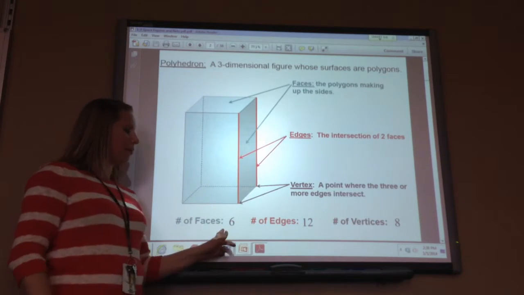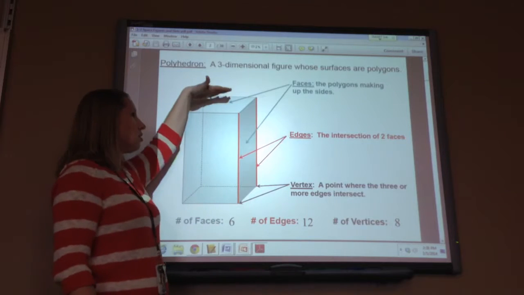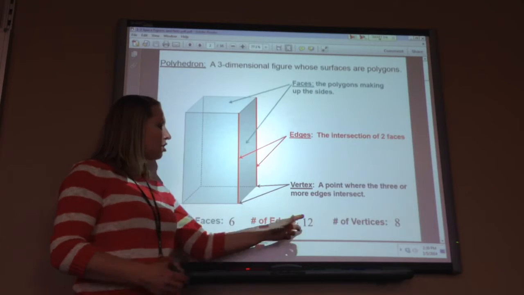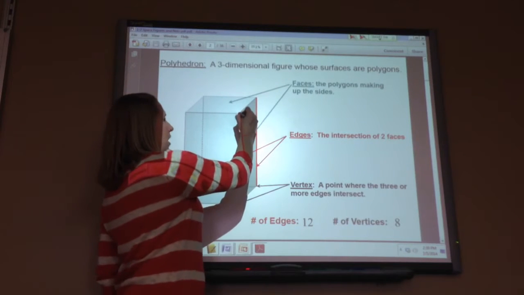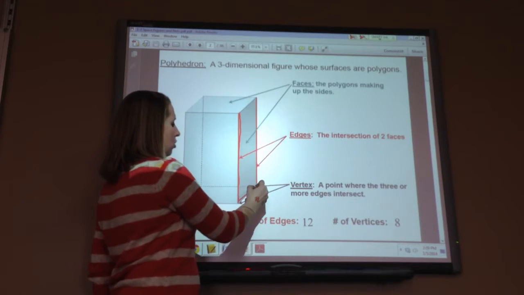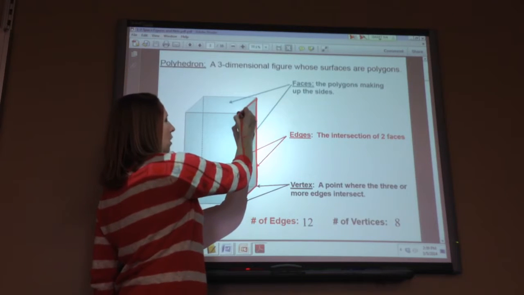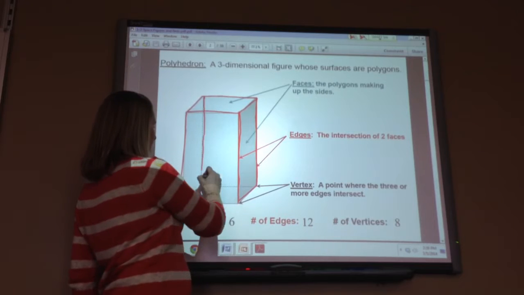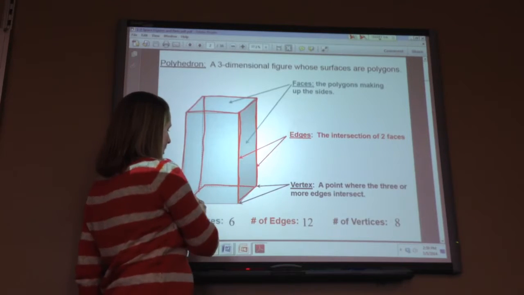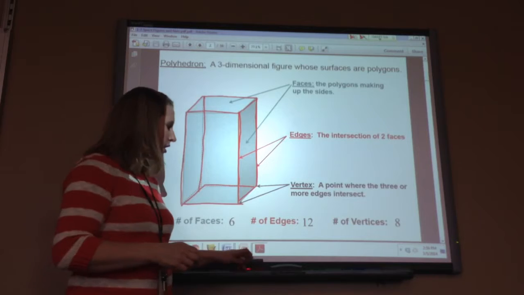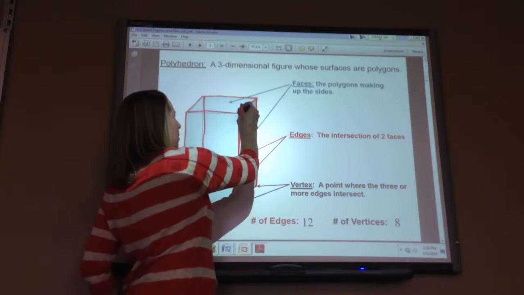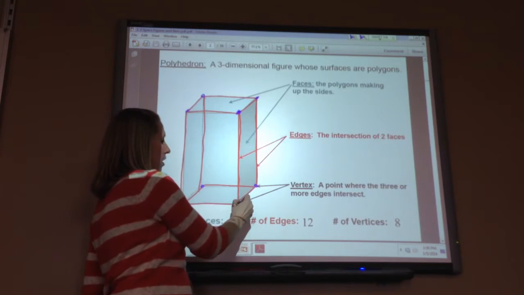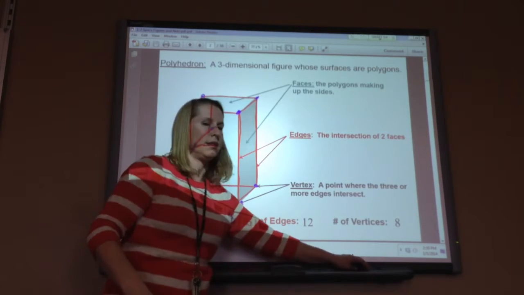So in this picture, there are 6 faces because there's the top, the bottom, the front, the back, the left, the right. There are actually 12 edges. So like this would be 1, 2, 3, 4, 5, 6, 7, 8, 9, 10, 11, 12. Then the vertices is each corner. So that would be 1, 2, 3, 4, 5, 6, 7, 8. So there are 8 vertices.